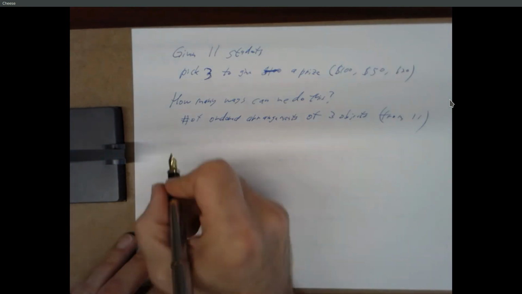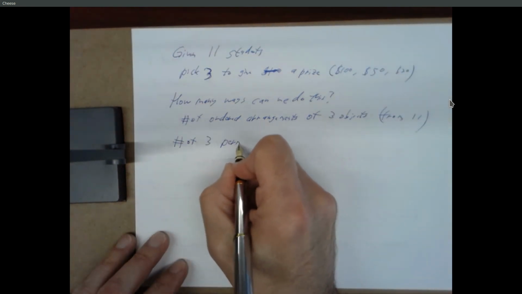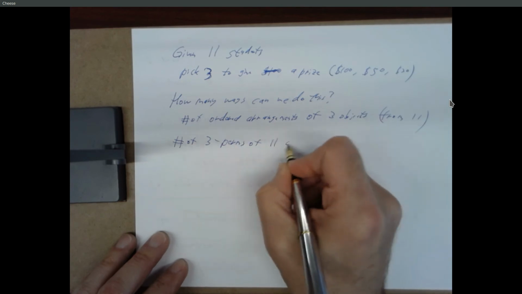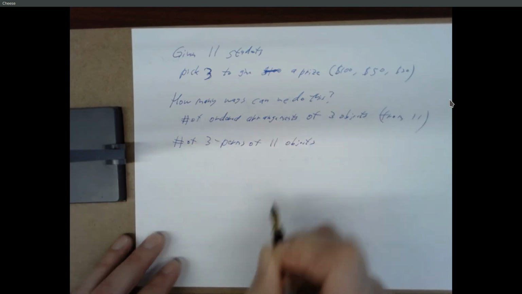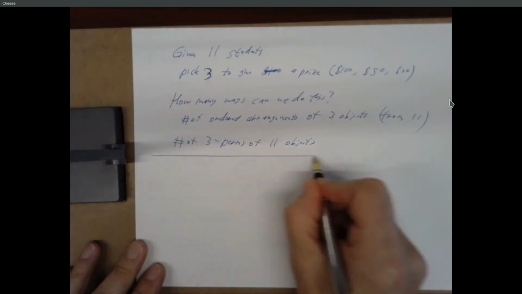Well, we just saw in the last example you gave that if you pick any 3 objects, you can order them in 6 different ways. True. Then all we have to figure out is how many different groups of 3 students we can pick. Right. So the number of 3 permutations of 11 objects.